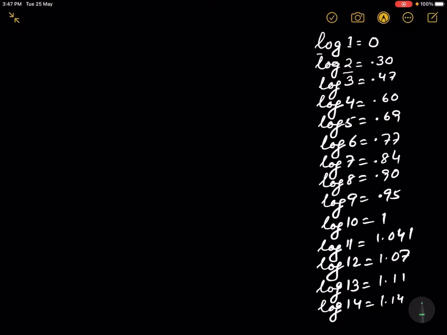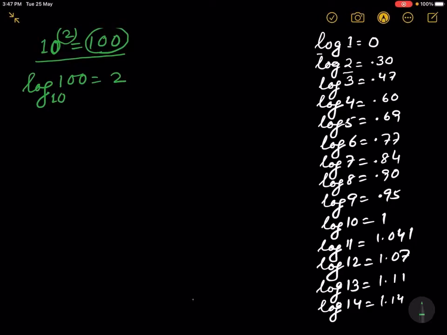You know 10 to the power 2 is equal to 100. This can be expressed in the form of a logarithm. How? You say log of this number 100 to base 10 is equal to 2, or you can say 10 to the power 2 is equal to 100.